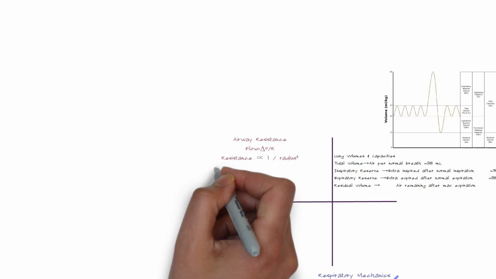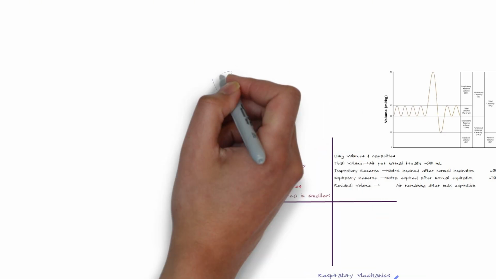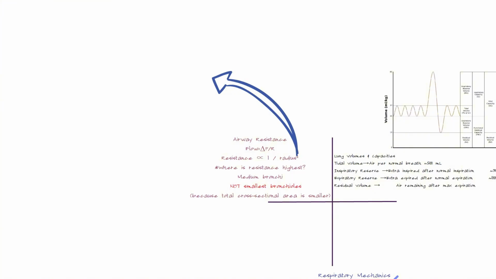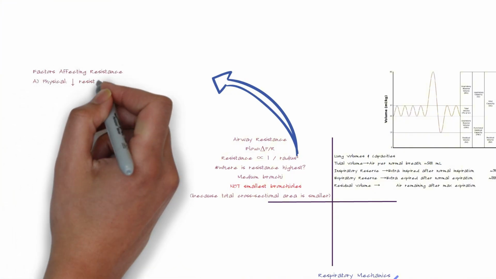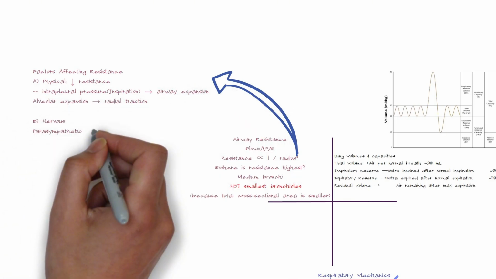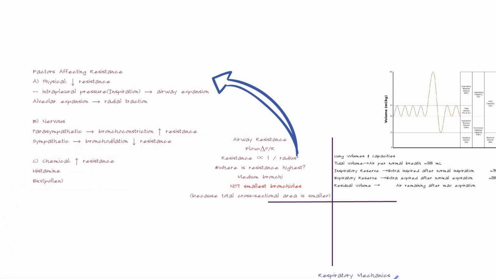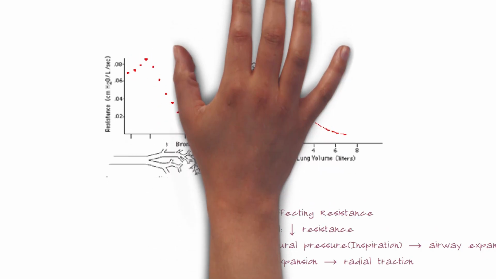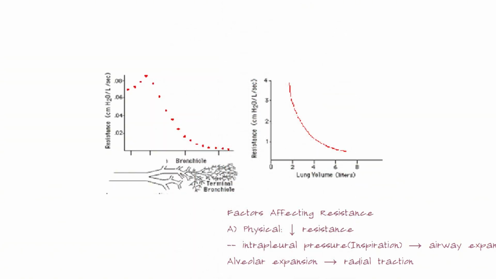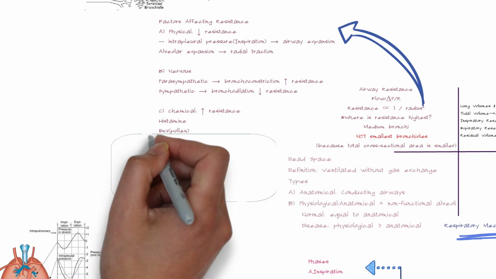The airway resistance is inversely related to the airway radius. However, the highest resistance is present in the medium bronchi because of the smallest cross-sectional area. This resistance is affected by physical factors, like expansion of the lung, so more lung volume means traction of the respiratory bronchioles, and this decreases the resistance. In addition to the physical factor, we have nerve and chemical factors.